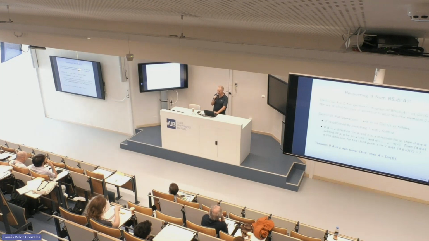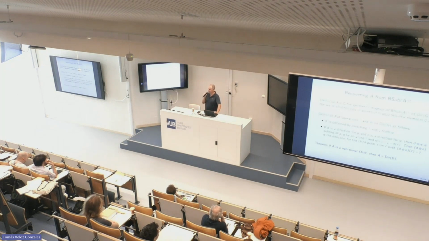To define the orthogonal join, if D is a direction for P and E is a direction for Q, then D plus E is defined if and only if these 2 points lie on a line and satisfy this somewhat cryptic condition that I won't go through and explain in detail here. But the point is that in a fairly straightforward way, I can reconstruct my orthomodular poset from this geometric configuration. And the theorem is, if A is a non-trivial orthomodular poset, then A is isomorphic to the directions of G.